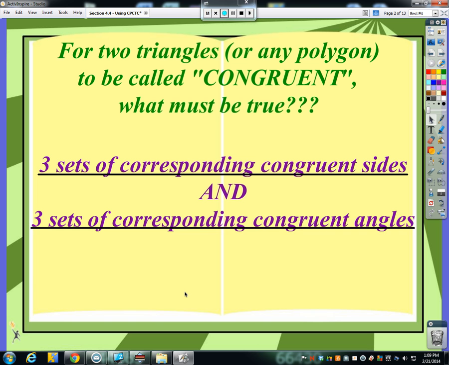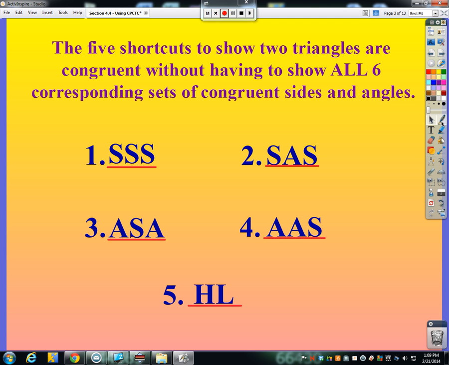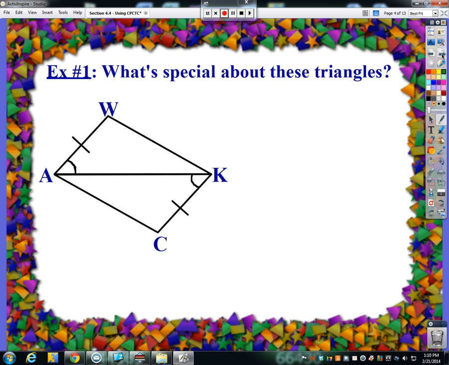But we said, you know what, we don't really need to know all 6 sets of information here. We could get by with half of it. And so we talked about our shortcuts. Our 5 shortcuts were side, side, side, side, angle, side, angle, side, angle, angle, angle, side, and our ASS in disguise, HL. Again, we don't need to know all 6 pieces of information between two triangles. We can get by with half of it as long as the half that we have is a good half. And so these were the 5 good halves of the 6 pieces of information that we could pull from.